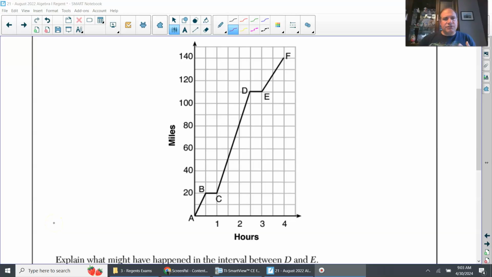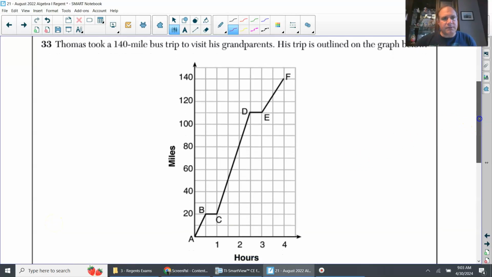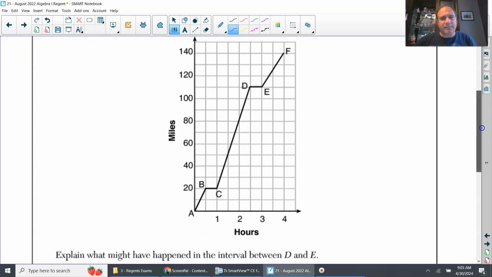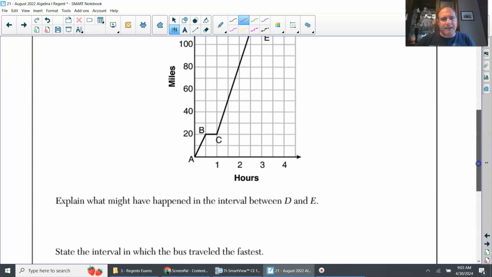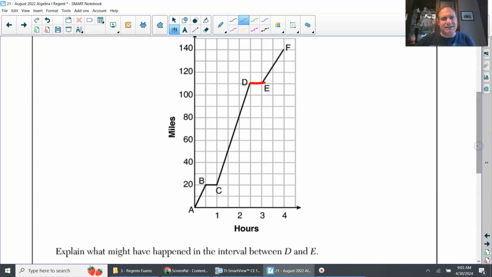So, Thomas took this 140-mile bus trip to his grandparents. He outlined the graph below. So they always ask what is going on right here. And that's the first question. Explain what might have happened between interval D and E. Just remember, there are no miles being covered between D and E. Just a half hour. This is 2:30, and this is 3 o'clock. A half hour goes by, and the miles aren't increasing. The miles are staying the same. So what happened during that time?